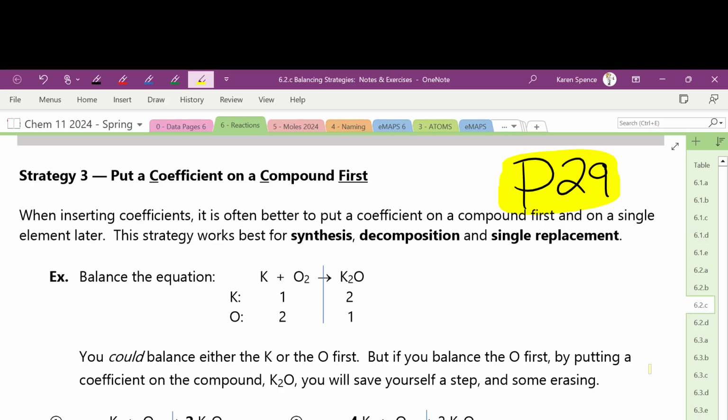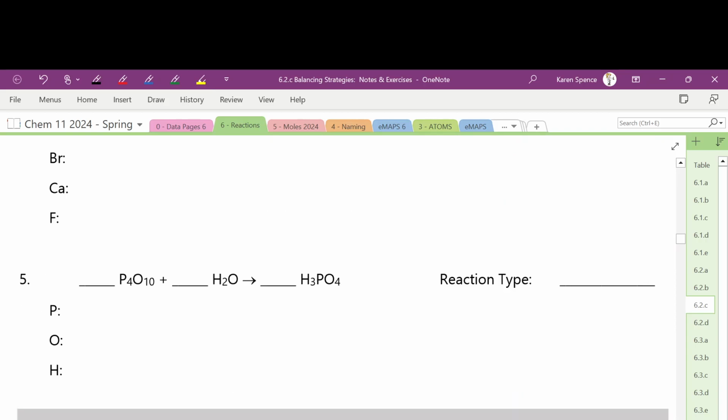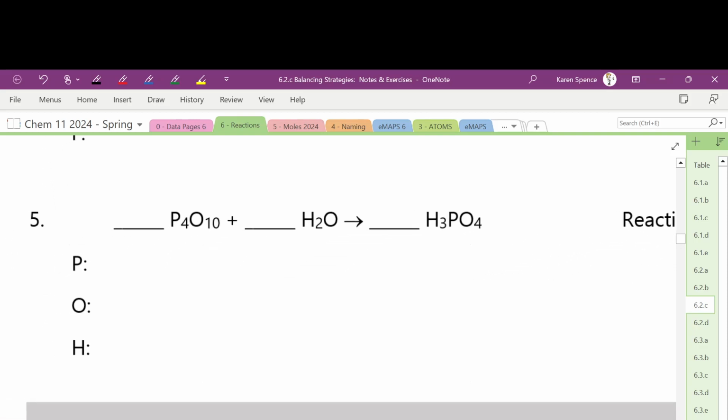Okay. How did balancing go? The numbers 1 through 5? Yeah, they were okay. Were they okay, or would we like to go over any of them? Number 5, I figured. Yeah, number 5 is a little tricky. Yes?